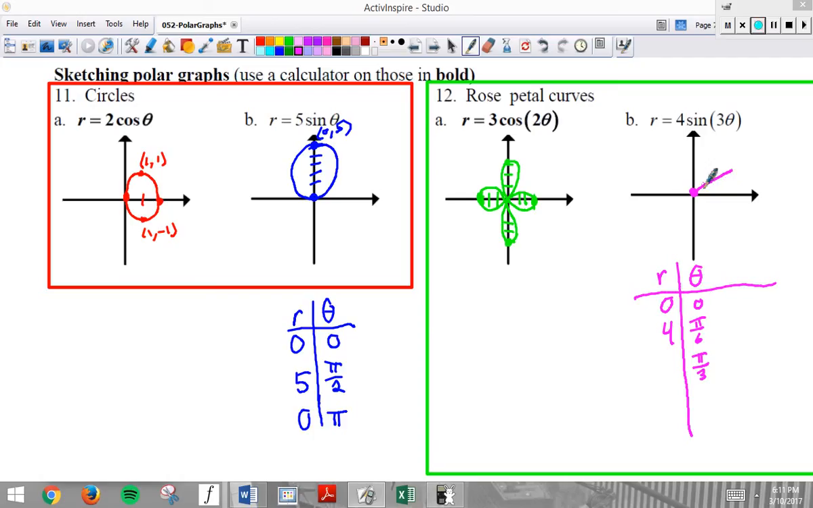Just do your best. I know I sound like, I don't know, is it big-headed to say I like Bob Ross? Like, I sound like Bob Ross, but... And then at pi over 3, pi over 3 times 3 is pi. Sine of pi is 0. I'm back at 0. So this is going to create this whole petal here. Like that. Okay. Let's keep going. We want to go all the way to at least pi. It's usually a good rule.